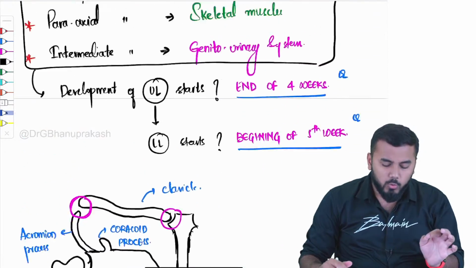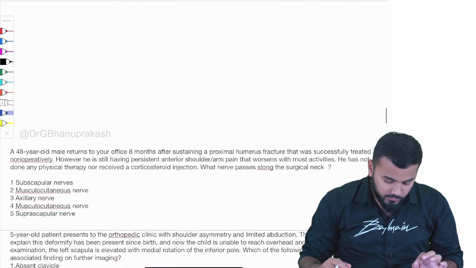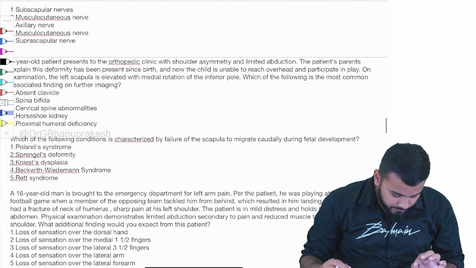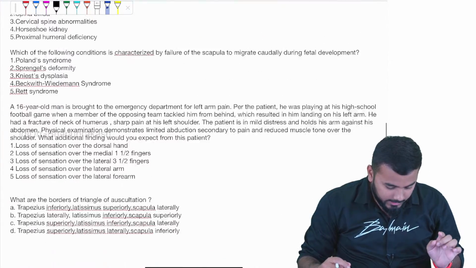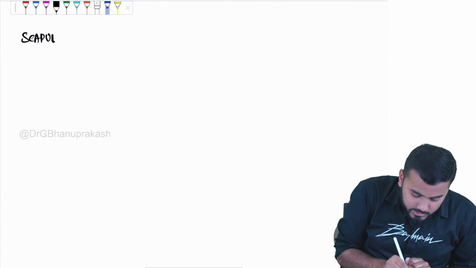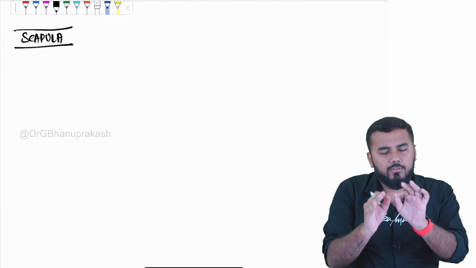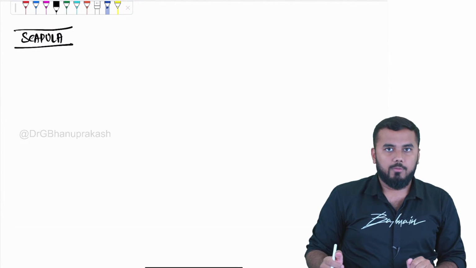So why don't we do a question before we proceed? Okay, I'll teach you one more thing and then we shall do a question, because it will cover two questions. So we are done with the clavicle. All those which I've taught about the clavicle are enough. From there only the examiners will ask you the question. Don't worry. Now we shall discuss the scapula.